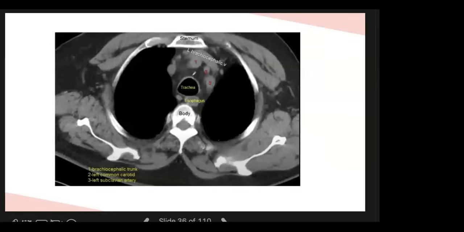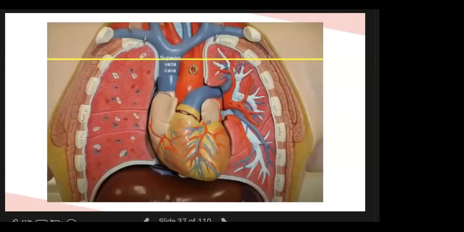Okay, and this is the same picture again with the three main vessels, three main branches of the arch of aorta, as well as the other structures. All right. Now, if we go down even more, look at this line. So what do I expect to see? I want to see the two lungs, of course, always. And I'm going to see the aorta, superior vena cava. Sahih? Sahih. Okay, so that's what I expect to see.